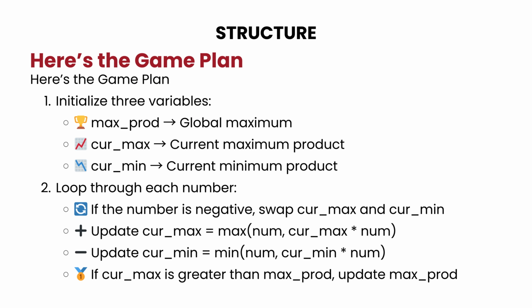Next, for each number in the array, starting from index 1. If the number is negative, swap current maximum and current minimum. Update current maximum as the higher of the number itself or number times current maximum. Update current minimum as the lower of the number itself or number times current minimum. Update maximum product if current maximum is greater. And lastly, return maximum product.